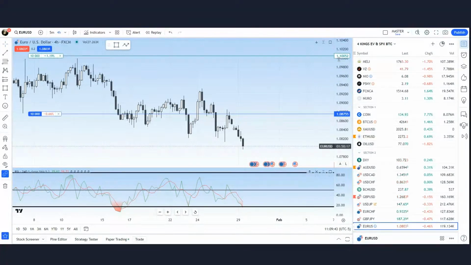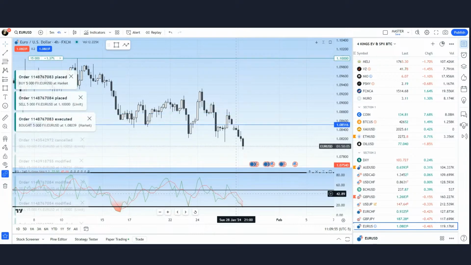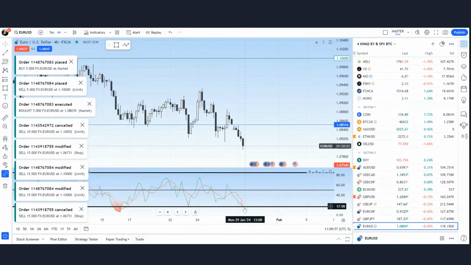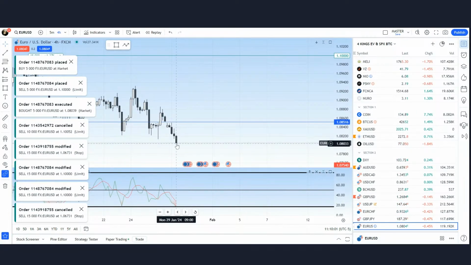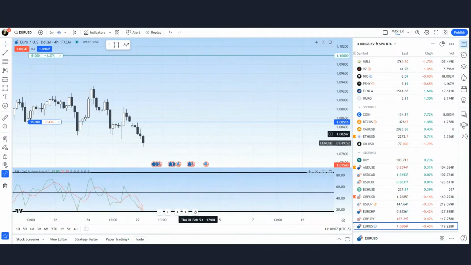Gonna go with 5,000 units at 1.10. There you go. Going to the upside. Why? Because it's in my oversold area. Expecting, because of the FOMC, it breaks this level going up and keeps going up. How long is it gonna take? 1, 2, 3, 4, probably 5 days. We're gonna see.